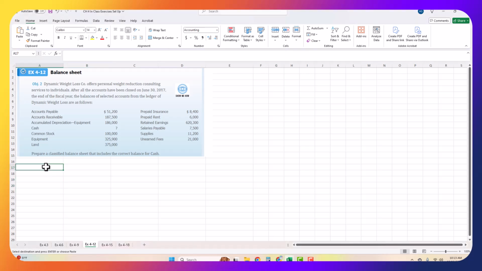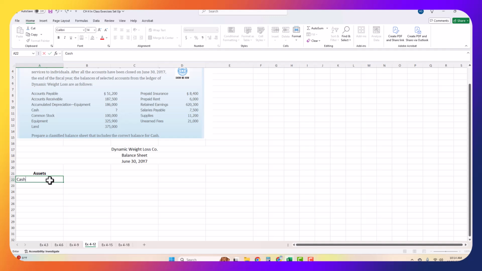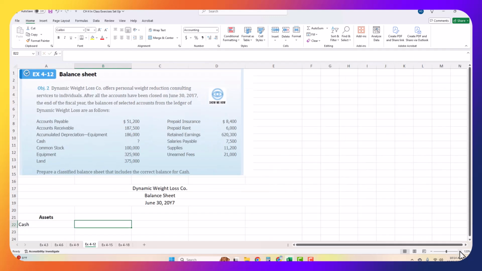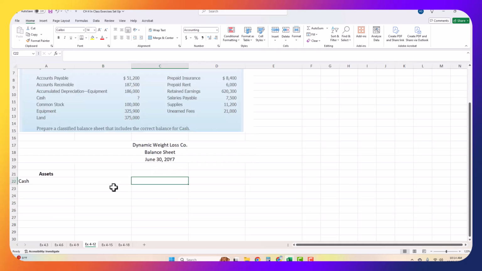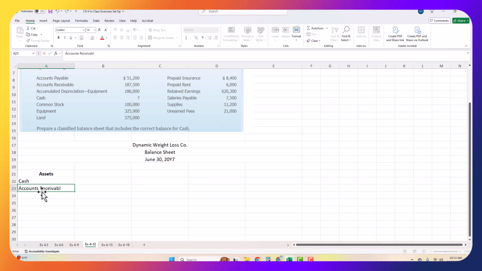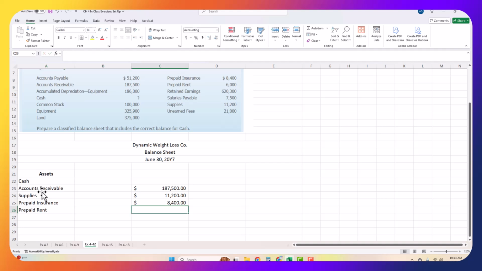All right, so I'm going to start with the title. Dynamic Weight Loss Company, balance sheet, 20Y7. So we're going to start with assets, right? So we don't know cash, so we're going to leave that blank for now. But we do know that they have accounts receivable, right? 187,500. We know that they have supplies, 11,200. We know that they have prepaid insurance as an asset, right? We've talked about that. 8,400, and they have prepaid rent. So they prepaid their rent, $6,000.